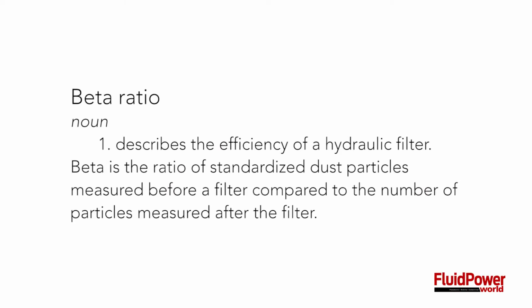A beta is the ratio of standardized dust particles measured before a filter compared to the number of particles measured after the filter. The micron rating must be expressed to be valid because every filter has a good beta ratio when you're filtering marbles. If a filter element is a B10 1000, that means that if 1,000 10 micron particles enter the filter, only 1 particle will be measured after the filter.